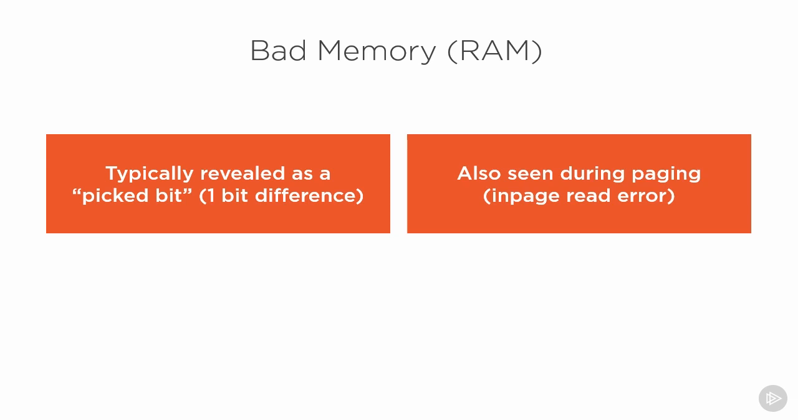You can also see bad memory problems during what's known as an in-page read error on paging activity. When the kernel needs a page, it needs to read it from memory right away. If it doesn't, you get an in-page read error and the system will crash.